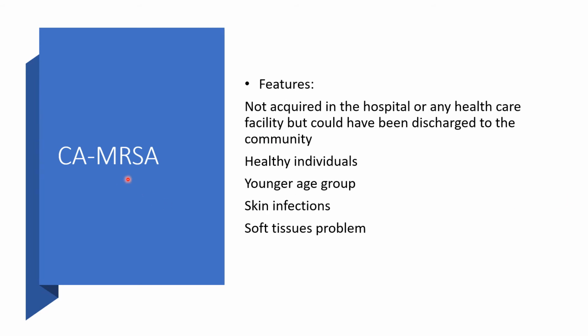Let's look at the possible characteristics of community-associated MRSA. It is expected that it is not acquired in the hospital or healthcare facility, but that may not be the case. The individual could even have acquired it from the hospital and been discharged to the community. Mostly, community-associated MRSA will be found in healthy individuals, particularly the younger age group, and mostly we're going to be dealing with skin and soft tissue infections.